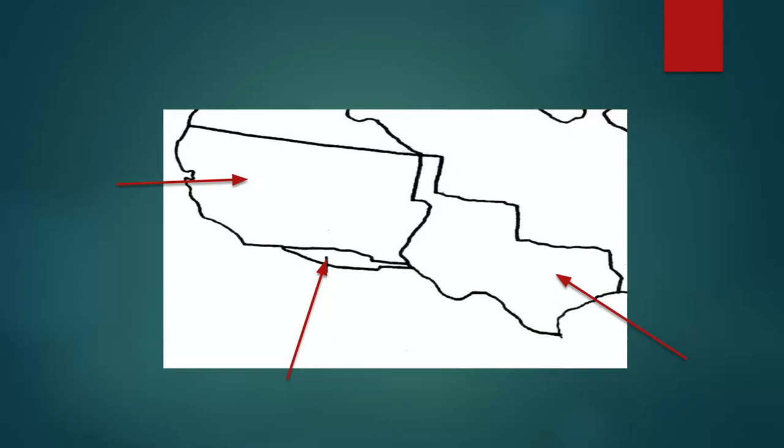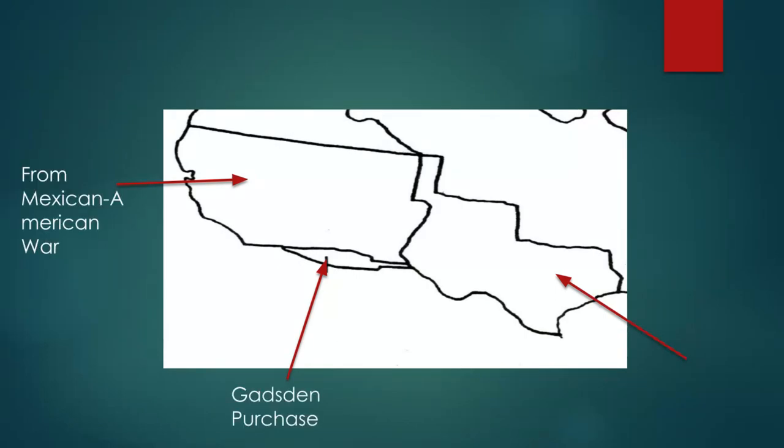That's going to do it for 2.2. Again, before we leave 2.2, make sure that you understand where these pieces of land were on the map and that you know how we obtained them. Let's look at 2.3.